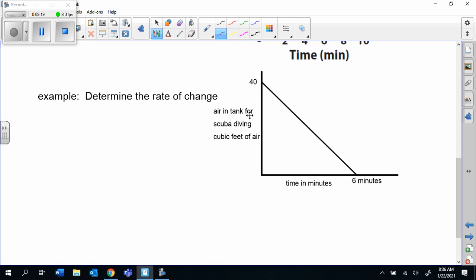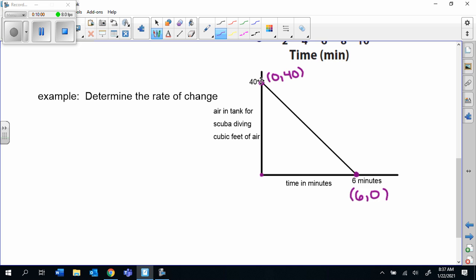Here we have a problem. I just imported some of these graphs from online, from pictures I saw on the internet. There's others in the online version of your textbook. So here we have 40 cubic feet of air when we are at 0 minutes. So this is kind of our starting point. And here we have no air after 6 minutes. And so again, a nice little reference back to those intercepts. So this one's going down. You can see this line is going down. We are using up air. We are losing air.